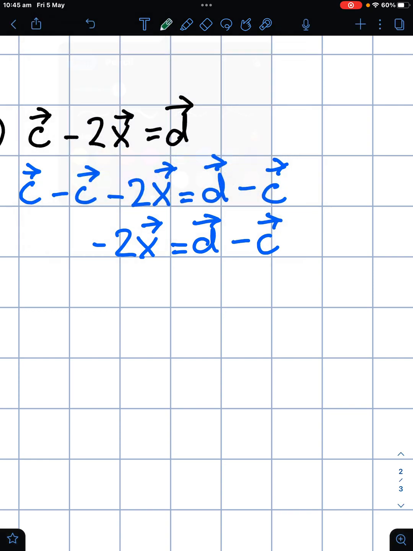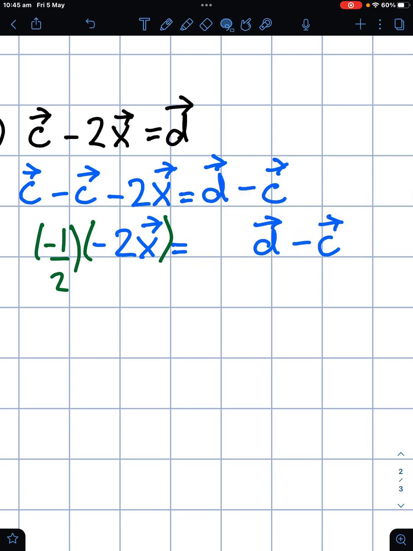Let's multiply by the reciprocal. So this thing here, I'm just going to multiply by -1 on 2. That'll help. And then this here, we're just going to move it out a touch so we can put our scalar at the start. And so we've got -1 on 2 times by d minus c.